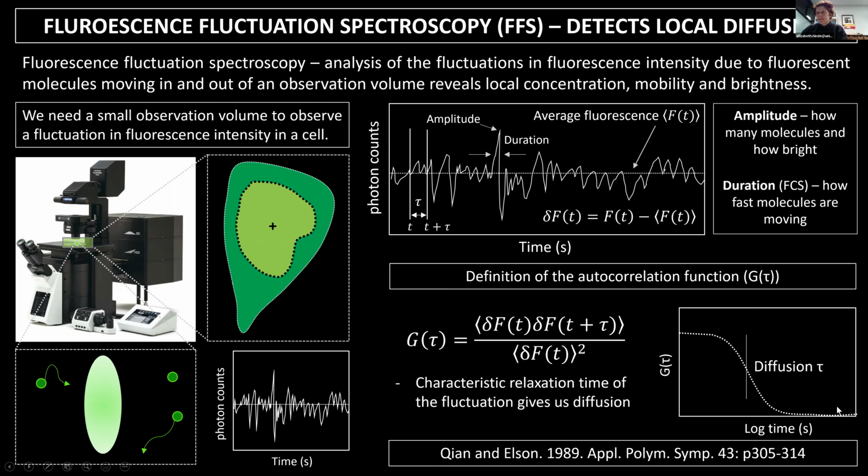And so if you fit this decay, for example, to a model of diffusion, you can get the diffusion coefficient. If you look at the amplitude of this decay, you can get how many molecules you have in that observation volume. And as I mentioned before, if you do something called a moment analysis, you can also get the oligomeric state.